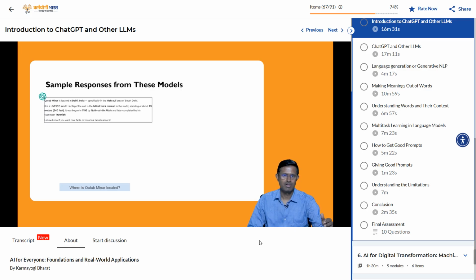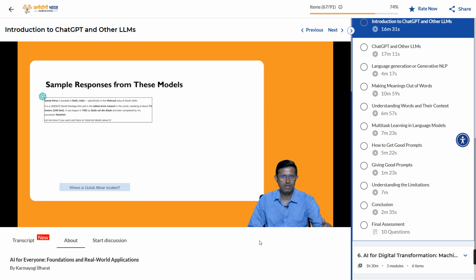To have an example, this is the response that ChatGPT has given, which says Qutub Minar is located in Delhi, India, specifically in the Mehroli area of South Delhi. Right? Which is pretty correct, and it also gives some additional information saying that it's a UNESCO World Heritage Site and it's the tallest brick minaret in the world. It gives its height and also mentions that its construction had begun in 1192 by Qutbuddin Aibak, and it was later completed by his successor Iltutmish.